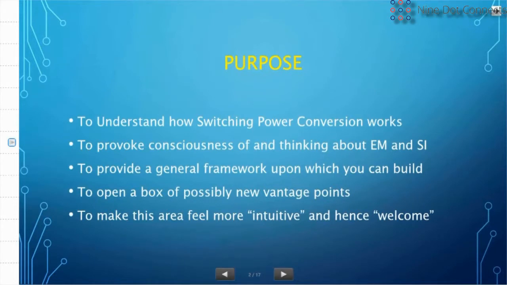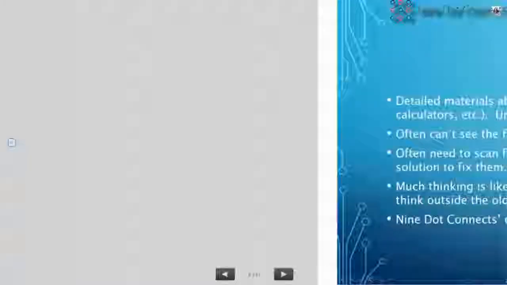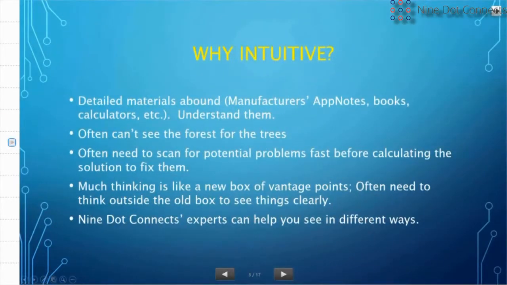And in order to make this area feel more intuitive and hence welcome, we're going to try to speak to things in a very open way and in a less technical way. So that doesn't mean the technical isn't there. It just doesn't necessarily help everyone.